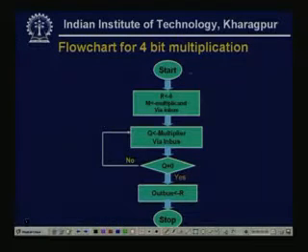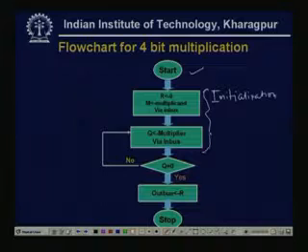First we start, then in the initialization part, this is the initialization portion. We have seen that register R is set to 0, M is the multiplicand via in bus, and Q is the multiplier, also via in bus. So, these two are actually the initialization portion. Now, the actual operating portion.